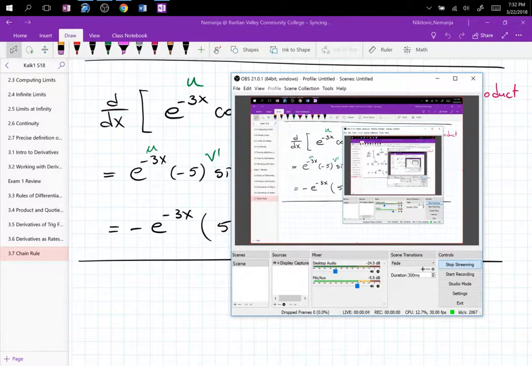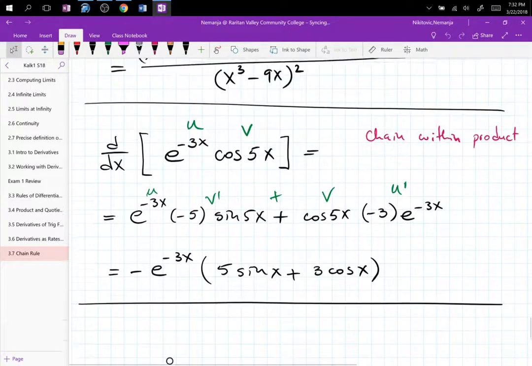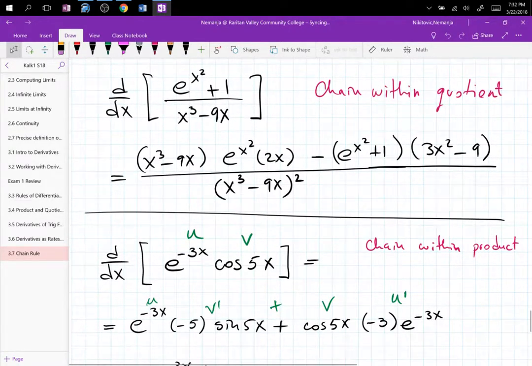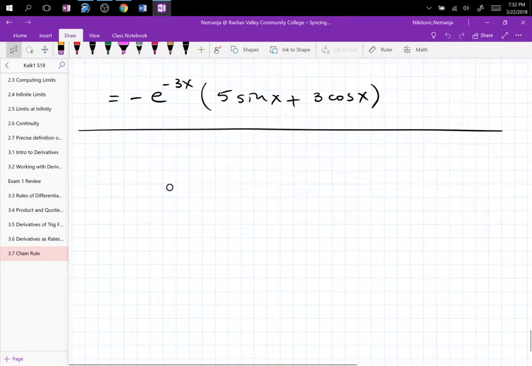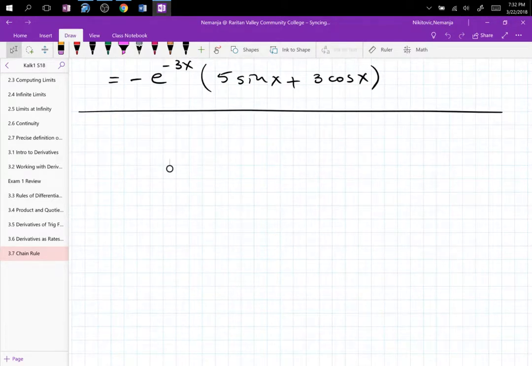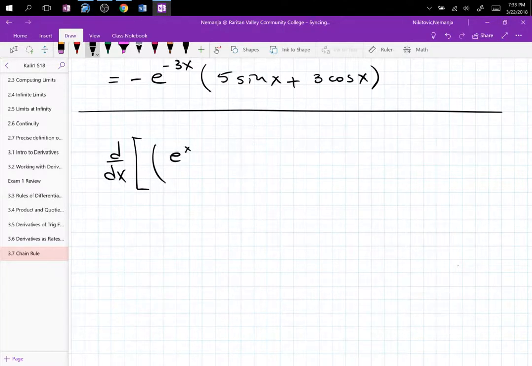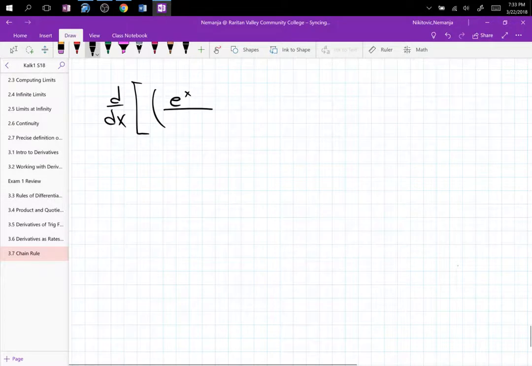Hello and welcome back to Calculus 1, Chain Rule Part 2. So we started with combining the rules, and we can have a situation like this. The derivative of, let's say, e to the x over sine x.